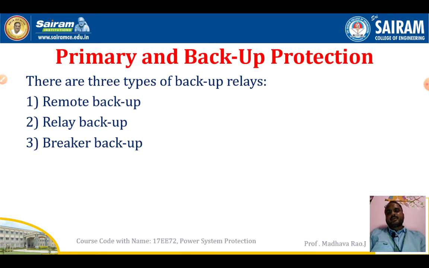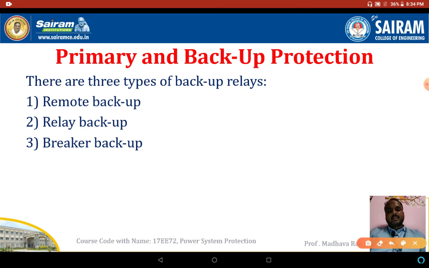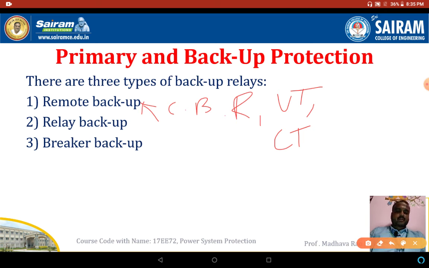Suppose any circuit breaker or relay or voltage transformer or current transformer fails to protect the device, so we need to use neighbor station protection. We have to go for neighbor station protection. That is the one important thing.